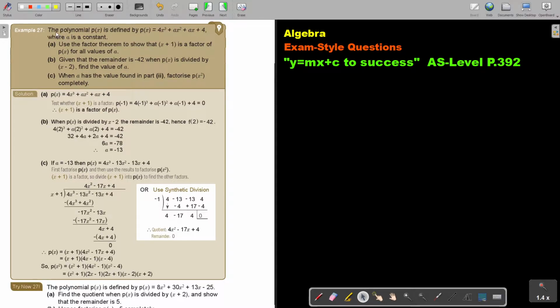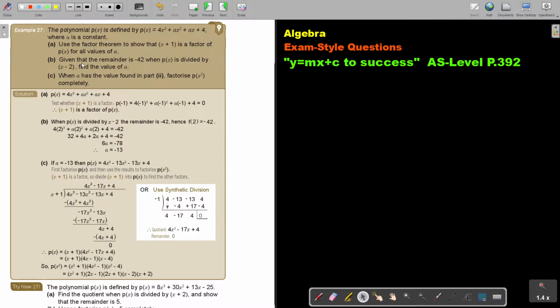So, let's start. The polynomial is defined by p(x) equals 4x^3 plus ax^2 plus ax plus 4, where a is a constant. Use the factor theorem to show that this is a factor, that means the remainder must be 0, for all values of a. Okay, so test whether this is a factor. I substitute -1 and I get 0. So therefore it is a factor of p(x).